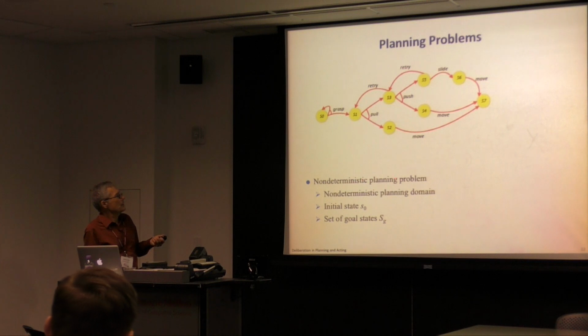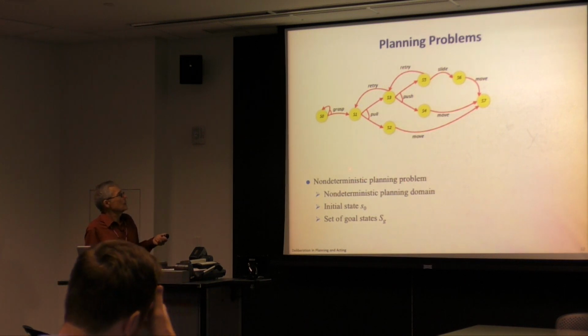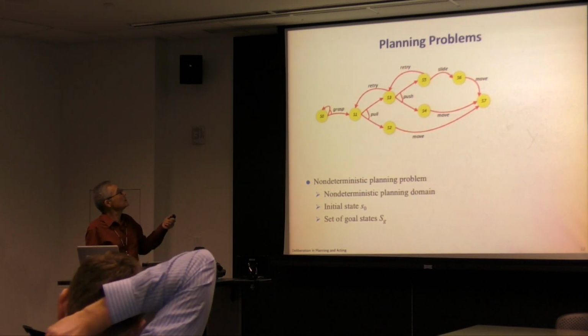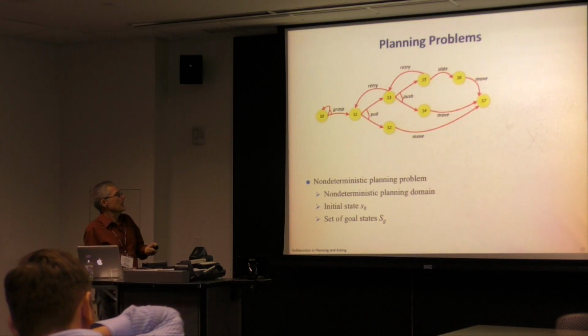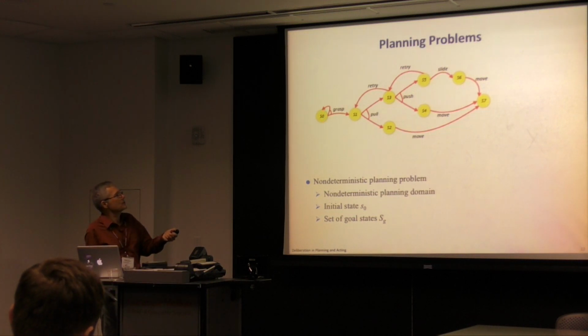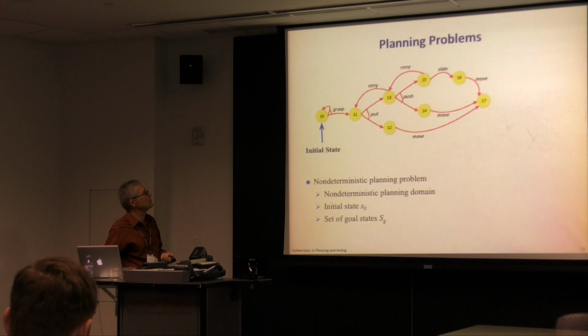We can now define a non-deterministic planning problem, which has a planning domain like this, an initial state, which is going to be this one, and a set of goal states, which is going to consist of just that one goal state where we've gotten through the door.